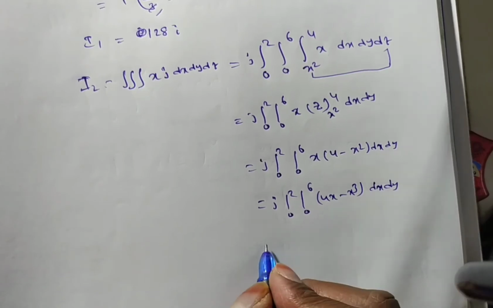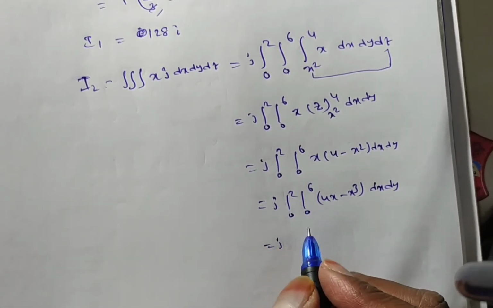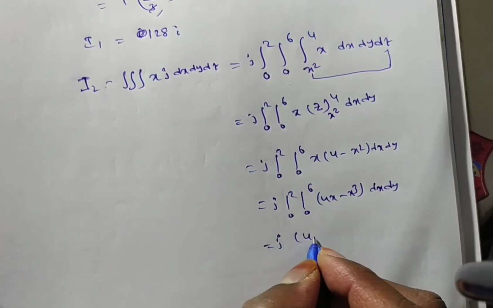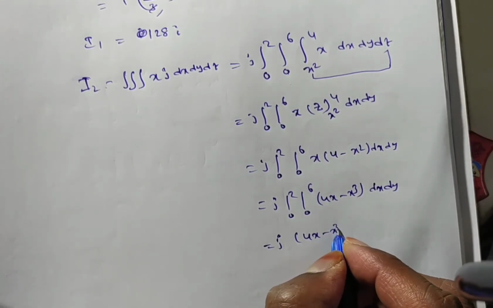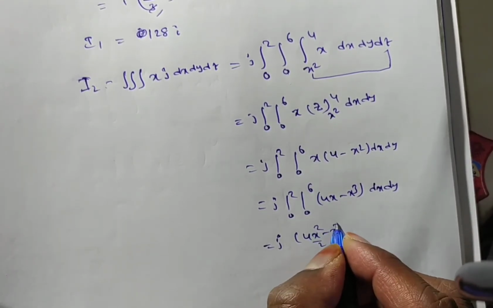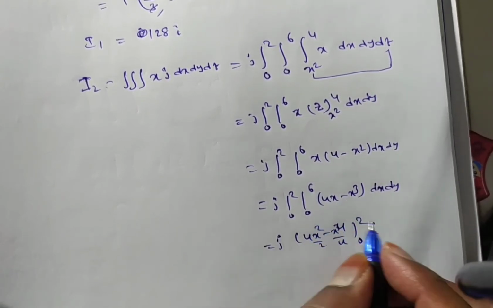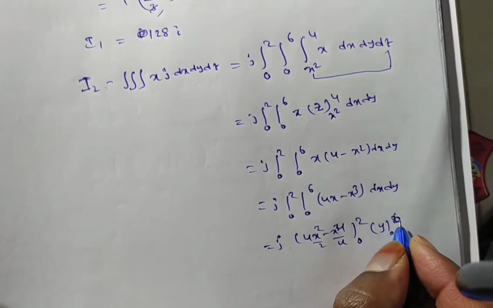Now you observe the limits of x and y are independent, so you can do it irrespective of order. First I am doing integration with respect to x. That is, 4x minus x cube, integration is 4x squared by 2 minus x power 4 by 4, limits from 0 to 2, and the coefficient here is 1, so integration of 1 is y, limits from 0 to 6.